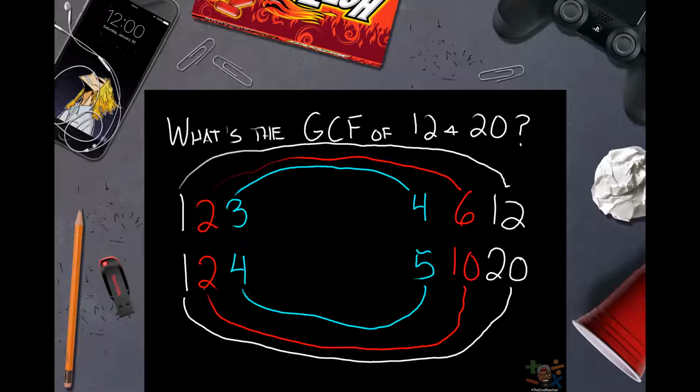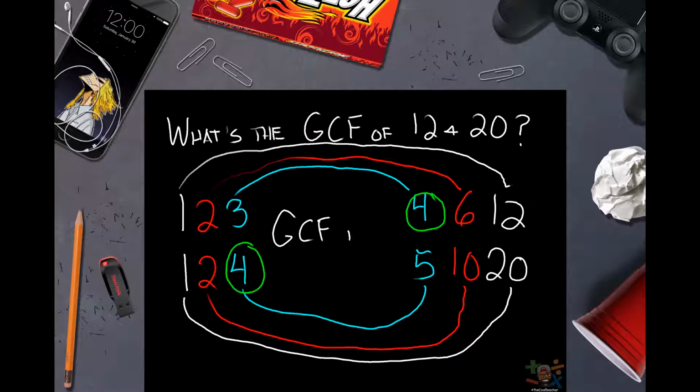Okay, so we have our factors for 12: 1, 2, 3, 4, 6, and 12, and our factors for 20, which are 1, 2, 4, 5, 10, and 20. From here, we have to figure out which is the greatest common factor. So what's the biggest number that they both have in common that is a factor? And if we're looking, we have 4 up here and 4 down here. So the greatest common factor of 12 and 20 is 4.